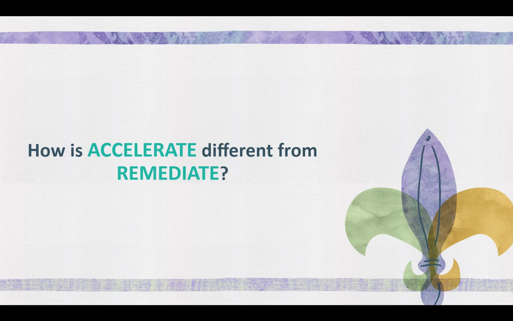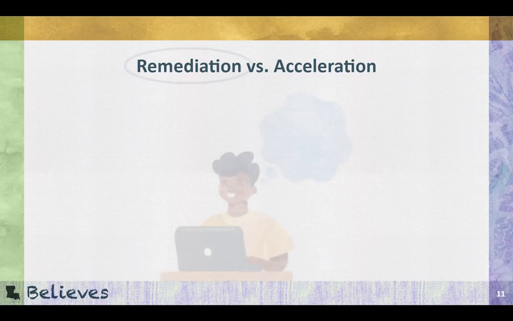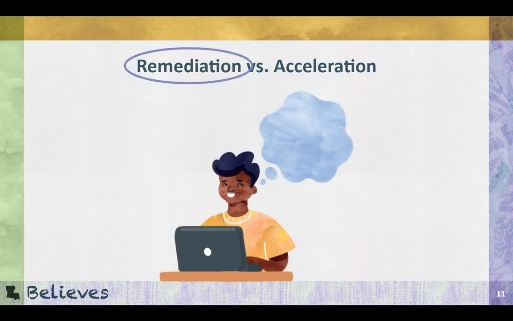A common misconception is that accelerate and remediate are synonyms. Let's now take some time to explore how acceleration is different from remediation. First, let's think about what remediation is. According to the Merriam-Webster Dictionary, to remediate means to provide a remedy. In other words, when you remediate, you are trying to correct something that has gone wrong.